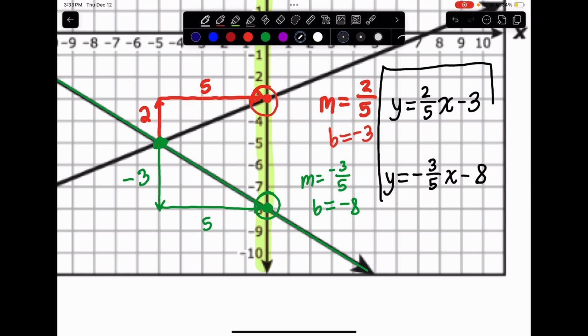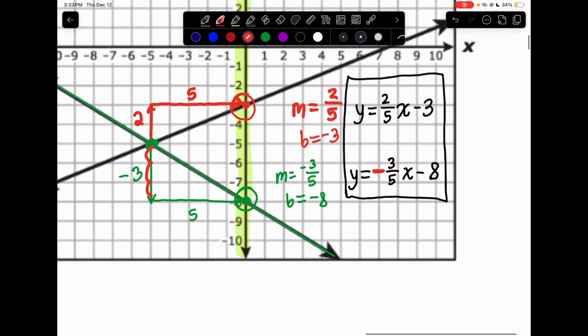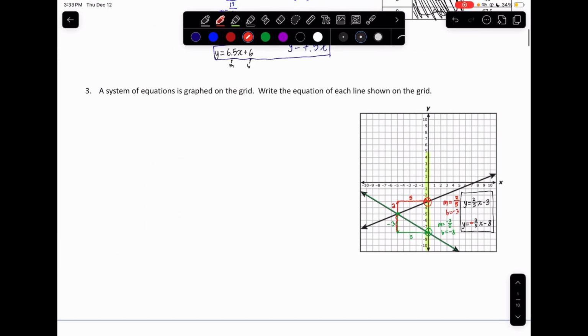So this would be my system of equations altogether. The number one mistake that I'm already anticipating seeing is people who forget to write that negative. So I know that y'all are counting hops, but remember to think about which way you're traveling. So that is number 3.